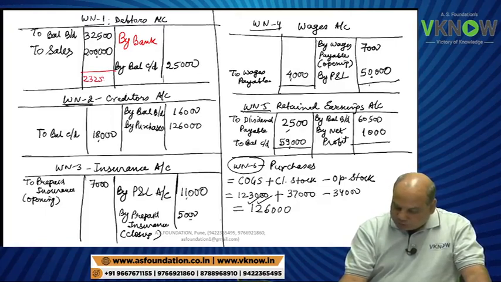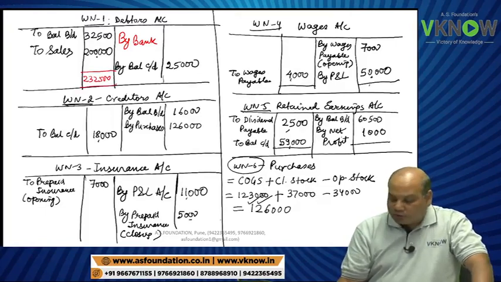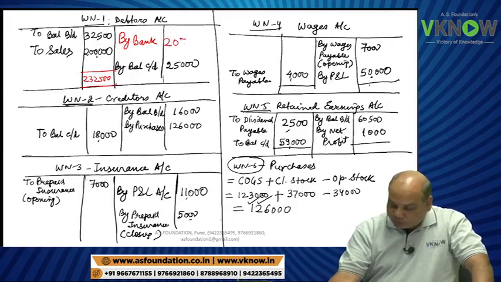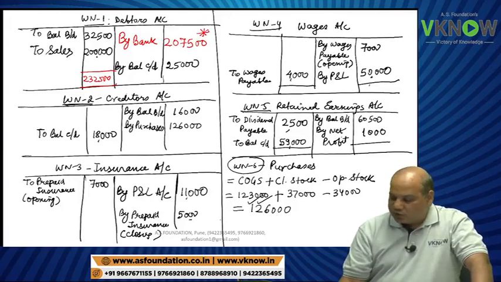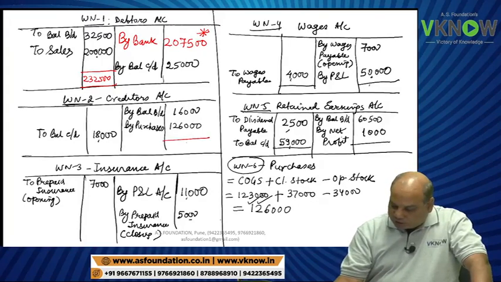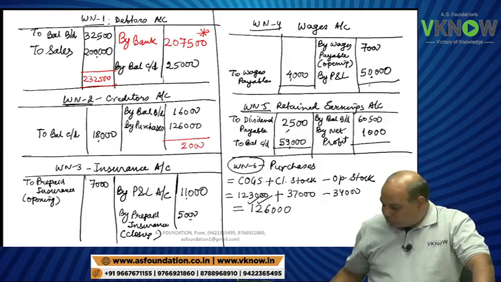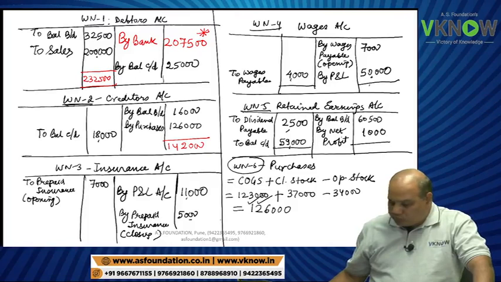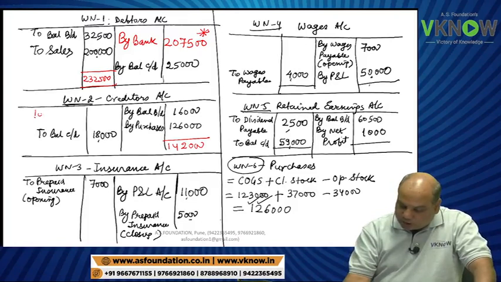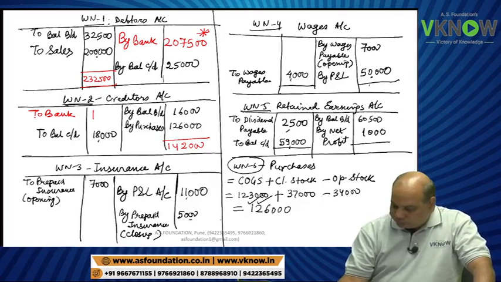This is 232,500 on the debit side minus 25,000. So 2,07,500 is the collection. Creditor account, credit side, 1,42,000 minus 18,000. Creditor to bank 1,24,000. Check.